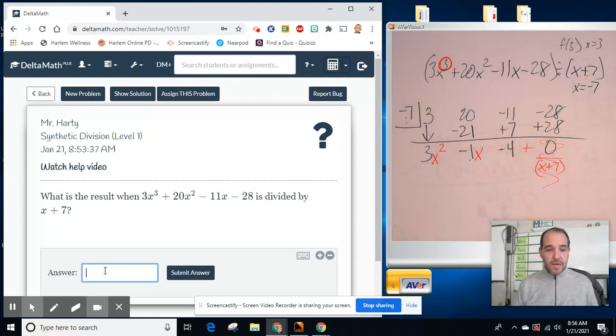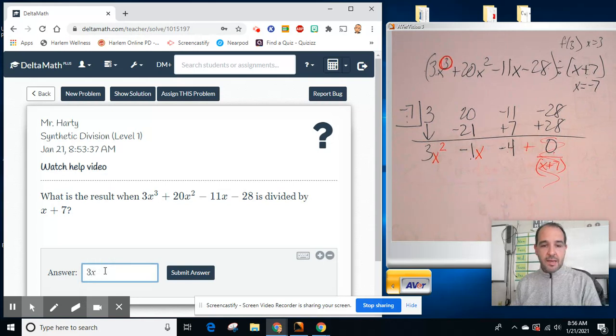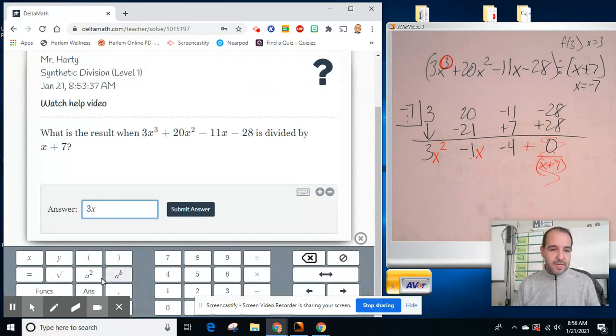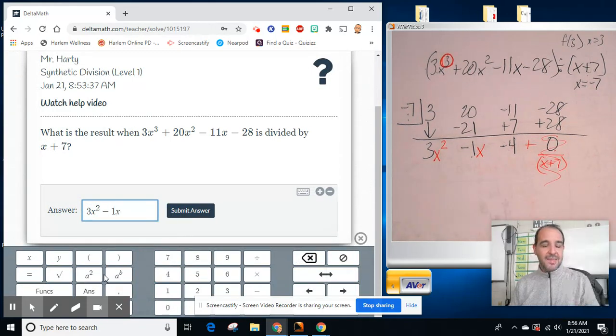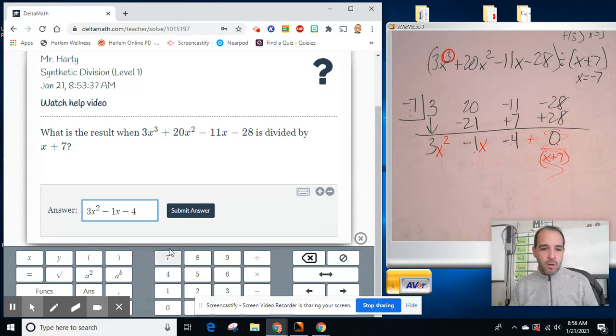So I come back over here and I'm like, all right, 3x, I'll use the thing this time, 3x squared minus 1x. Do you have to put in the 1? No, but it's not going to hurt. Minus 4.